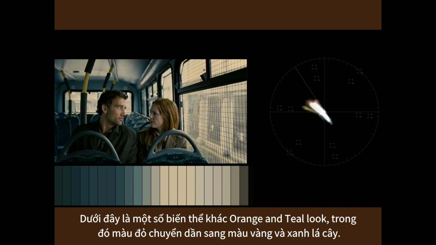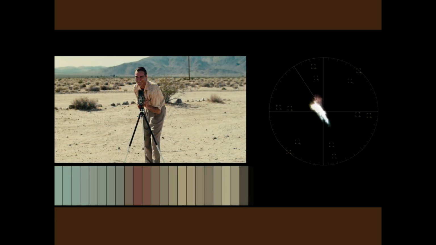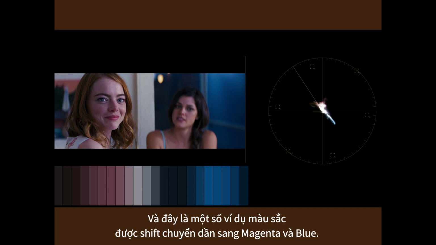Here are some more variations of the orange and teal look, where the grade shifts more towards yellow and green. And here are some examples where it shifts more towards magenta and blue.